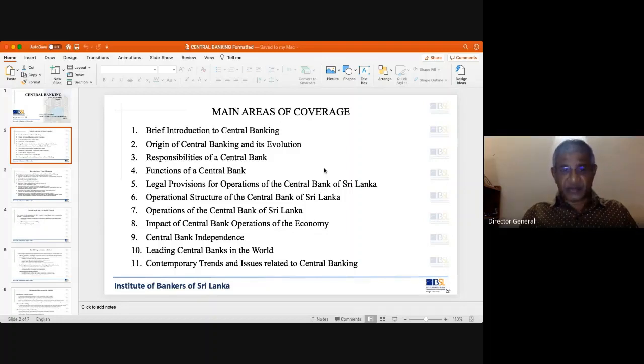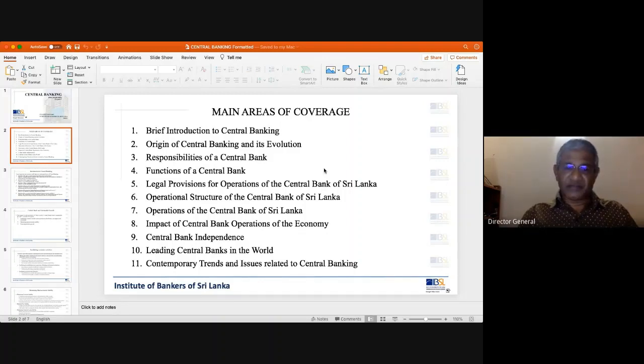The last topic, which most probably will be the last lecture in this series, is contemporary trends and issues related to central banking. As we discussed at the very beginning, central banking started long ago. It was in the 17th century, and the information is with you in the notes that we have given. During this long period, central banks have evolved continuously. Therefore, even now, central banks are changing. So we should know what the trends are in those changes, and also what the issues are. Because central bank operations can't change just by themselves. Central bank operations, policies, and the way it performs are in response to the changing environment.